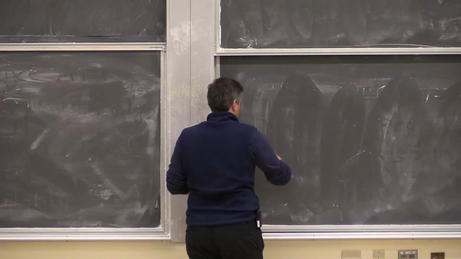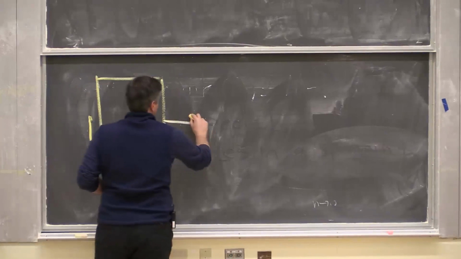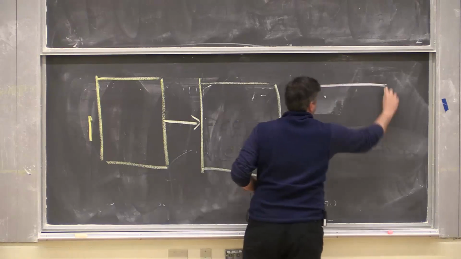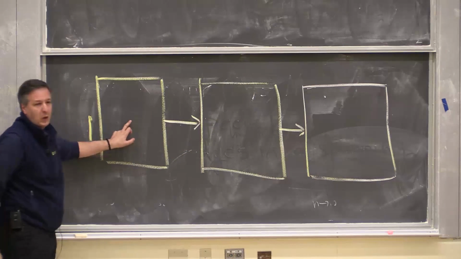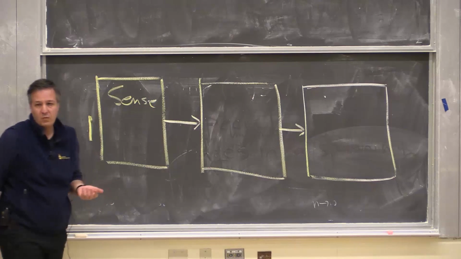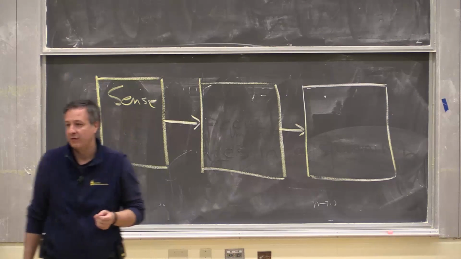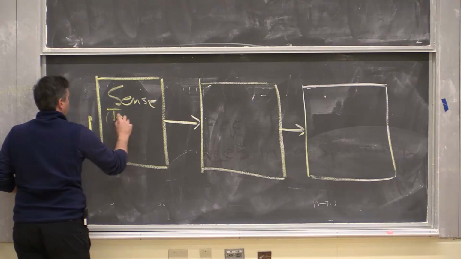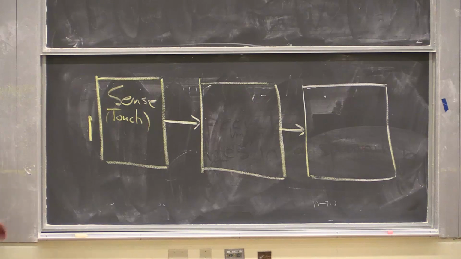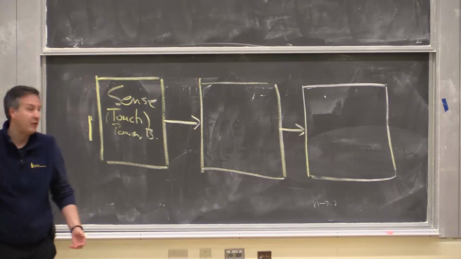We have three blocks that we're going to have in these systems. The first block is sense. If you look at your phone, what is, for example, a sensor on your phone? Touch screen, right? Any other sensor? Power button. Any other sensor? Microphone, right?